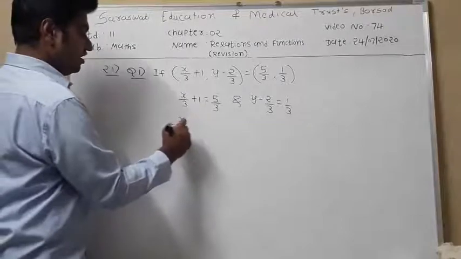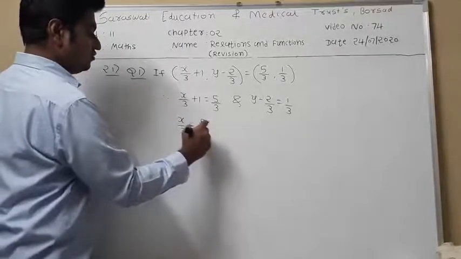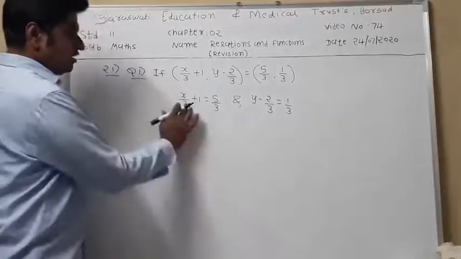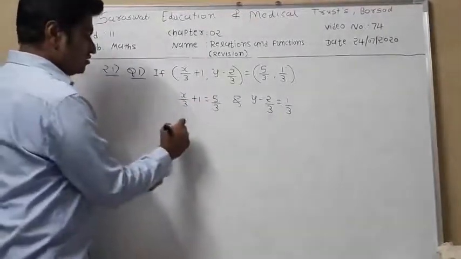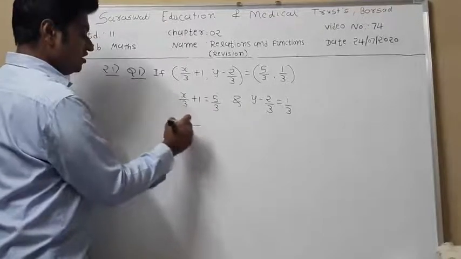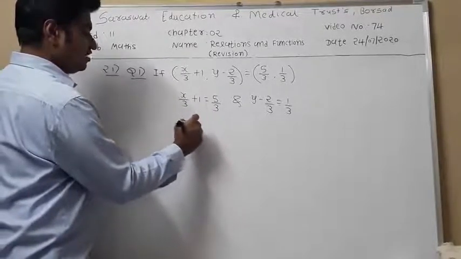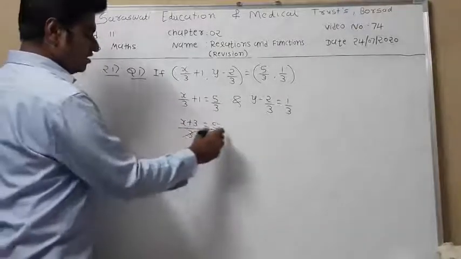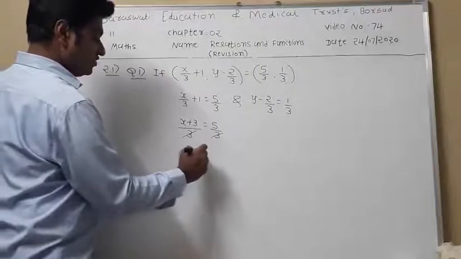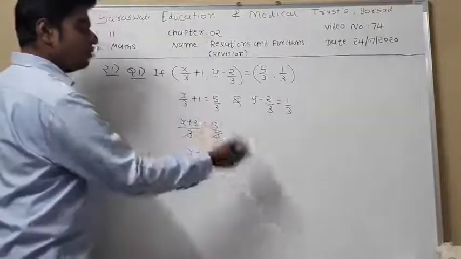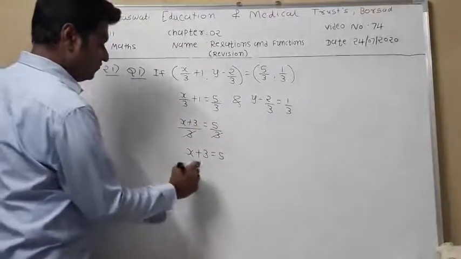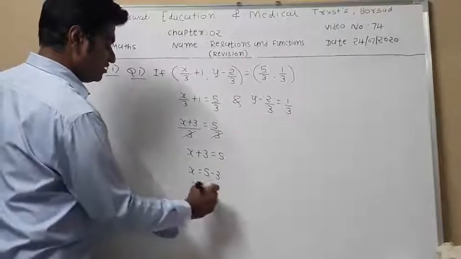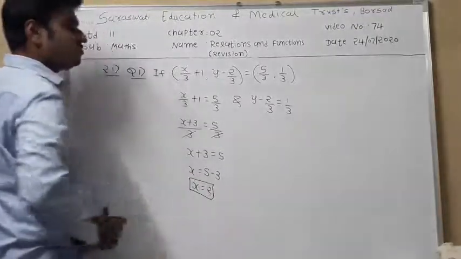Now, x/3 + 1: first of all, we can take the LCM on the left side. The LCM is 3, so we write 3 in the denominator: (x + 3)/3 = 5/3. The 3 cancels out, so x + 3 = 5. Moving 3 to the opposite side, x = 5 - 3, that means x = 2.